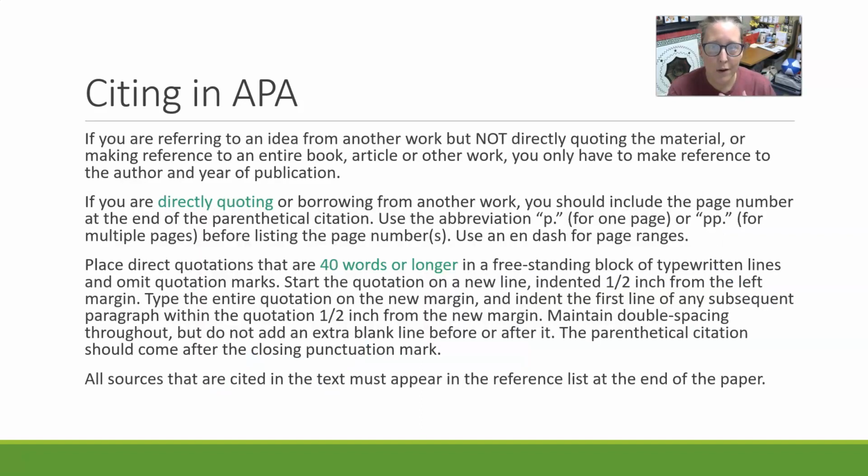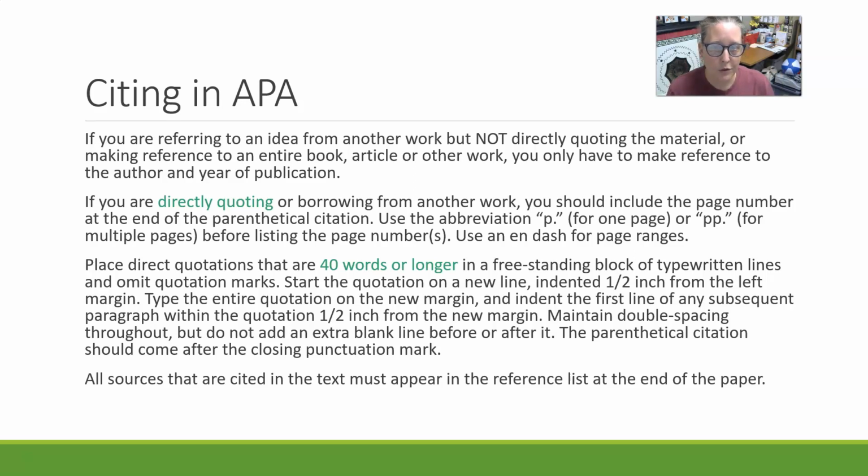If you are referencing an idea from another work but not directly quoting the material, or making reference to an entire book or article or other work, you only have to make reference to the author and year of publication, just like I've just shown you. But if you're directly quoting or borrowing from another work, you should include the page number at the end of the parenthetical citation. Use the abbreviation p. for one page and pp. for several pages before you list the page number or page numbers. And you put a dash between the first and last page if you have multiple pages.